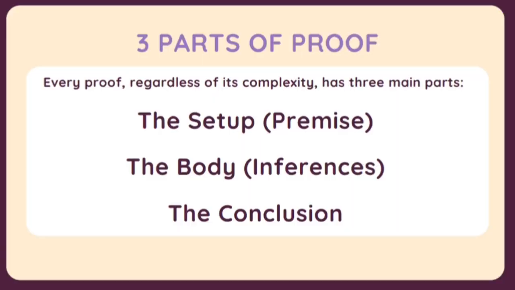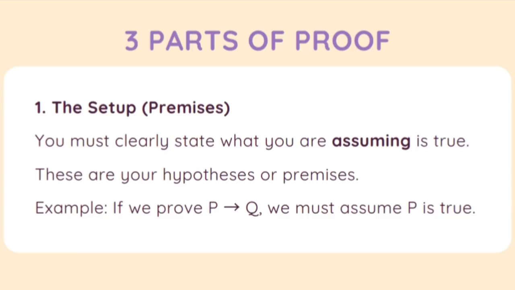Every proof, regardless of its complexity, has three main parts. The first part is the setup or premises. You must clearly state what you are assuming is true. These are your hypotheses or premises. Example: if we prove P implies Q, we must assume P is true.